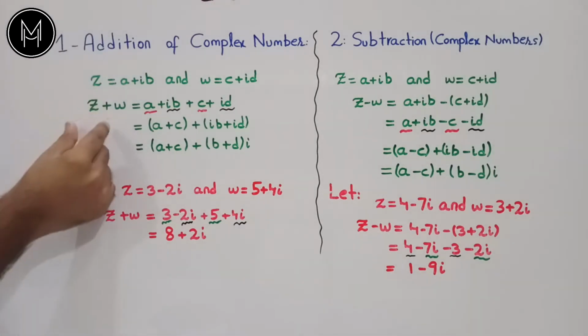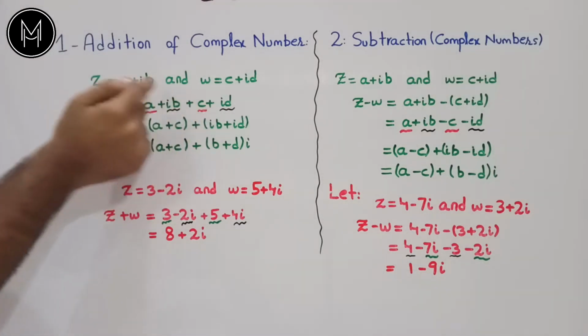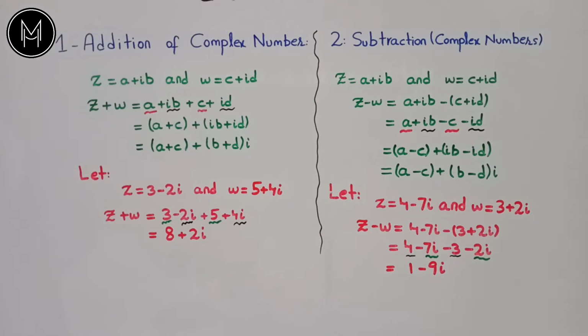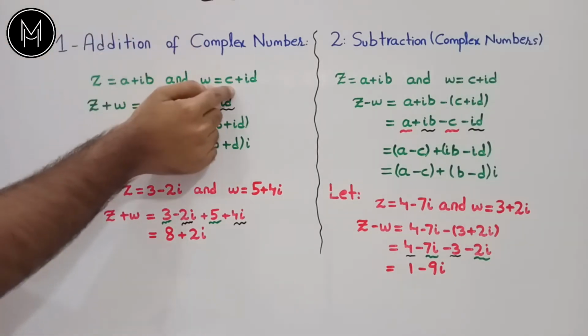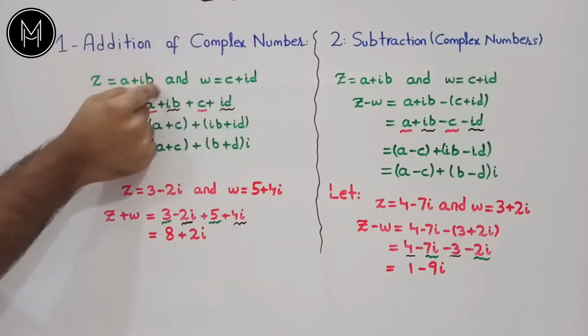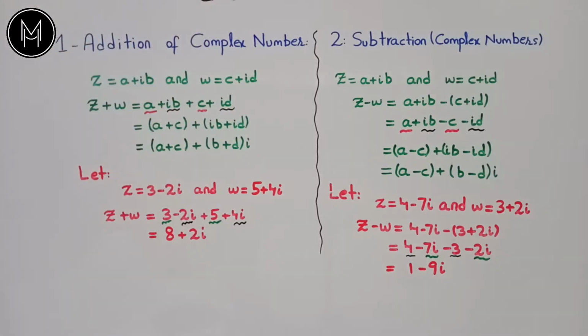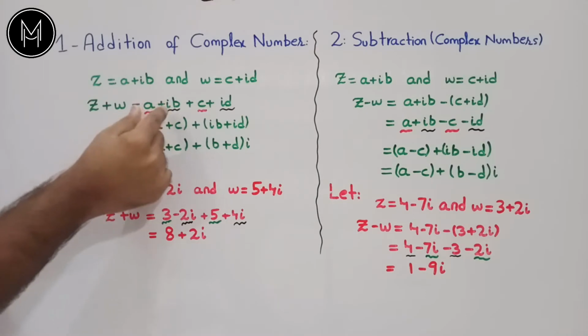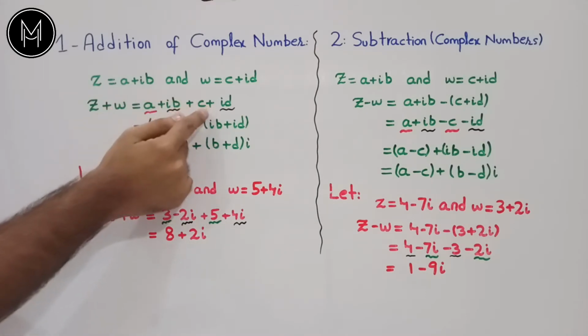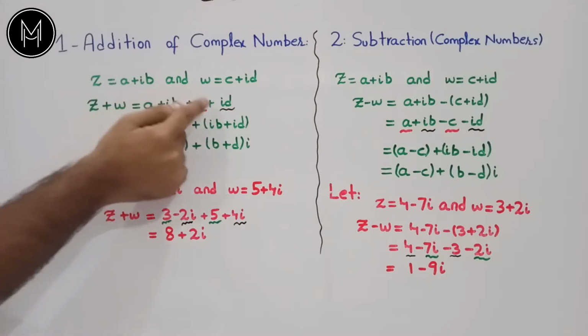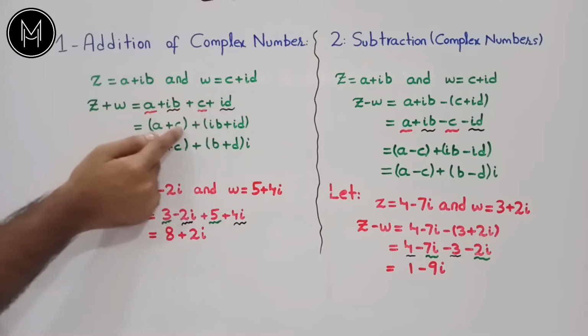So z plus w is equal to a plus ib plus c plus id. Now, one most important thing you should know about addition of two complex numbers is that you can add a real part into another real part and an imaginary part into another imaginary part. I have told you about real and imaginary part of complex numbers in my previous lecture. Here we have two real parts, a and c. So we will add a and c. As a result, we will get a plus c.